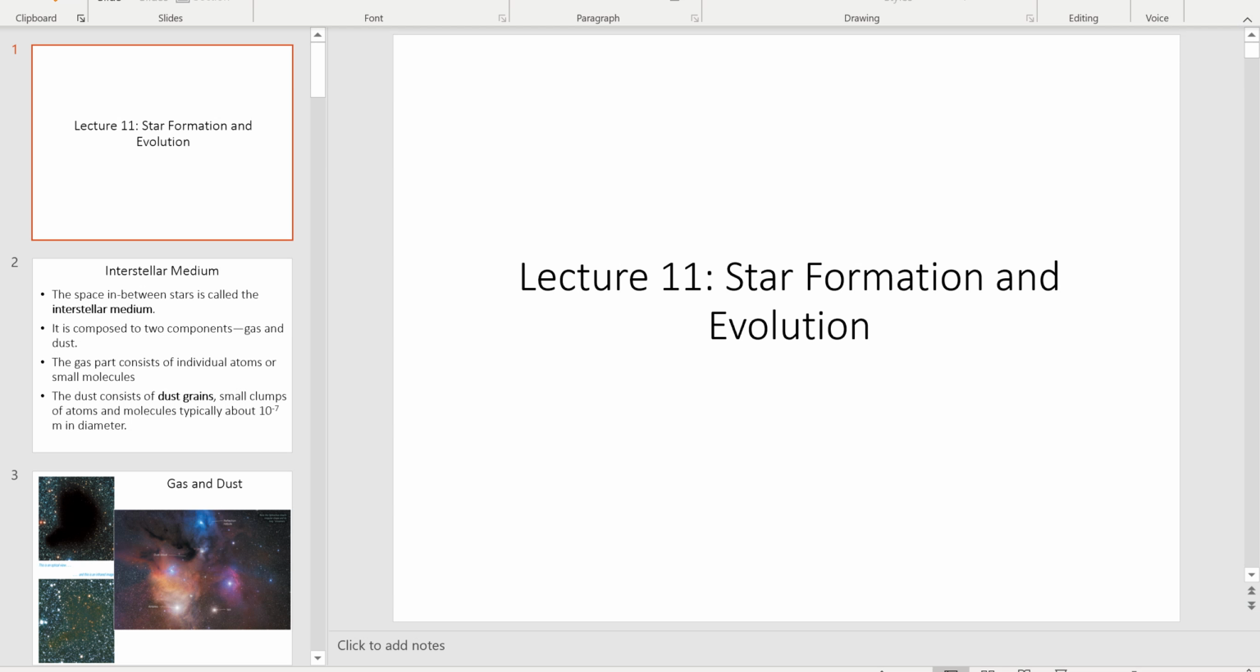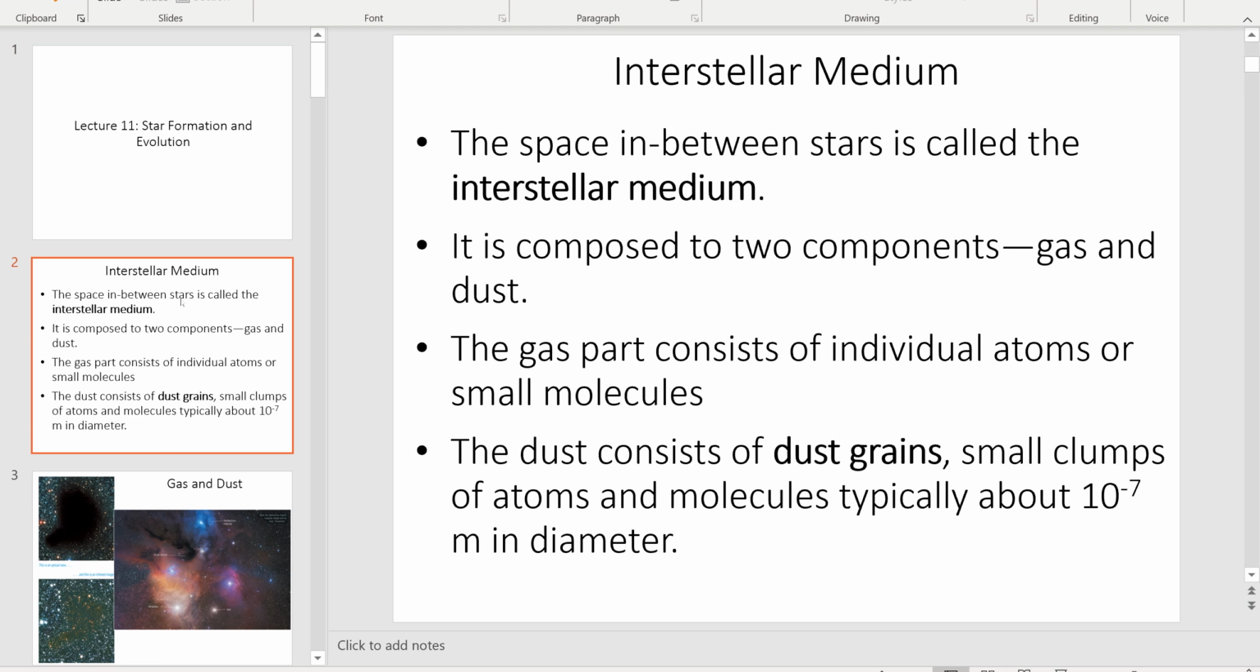Let's first start by talking about what is called the interstellar medium. This is the space in between stars. We haven't quite yet gotten to galaxies in this course. We'll get to that soon. But a galaxy is a giant collection of stars. Actually, I've mentioned that. Galaxies typically have hundreds of billions of stars.